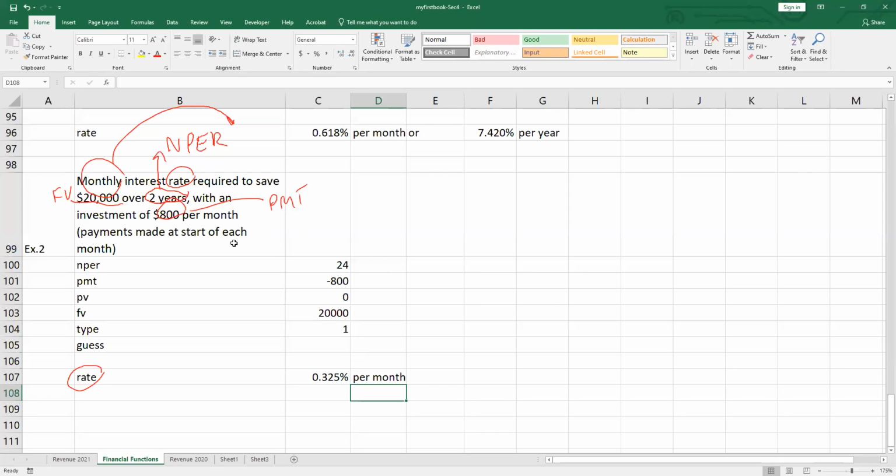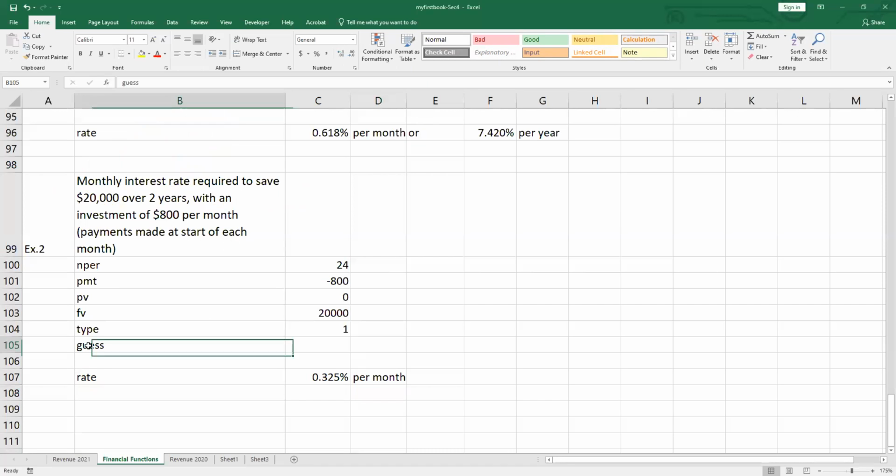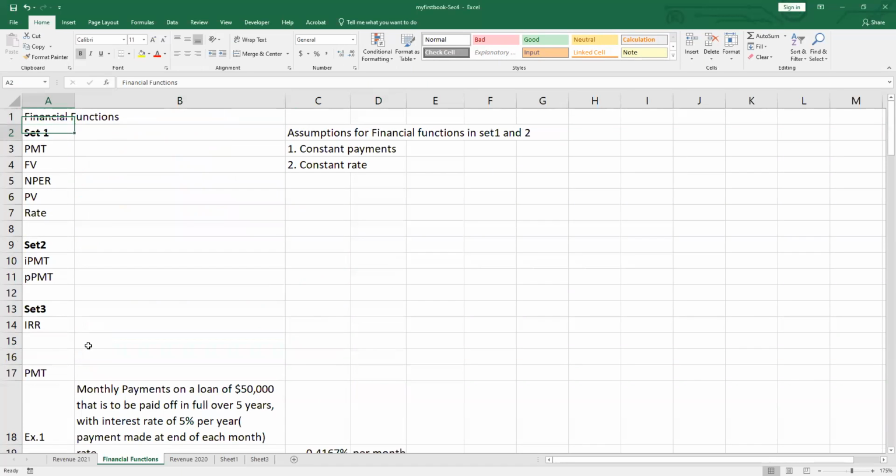So up to this point, do you have any questions? Anyone? Okay, if you don't have any questions, let's move on to the next set of functions that we have to learn. After we finish talking about the first set of functions, let me move up to my first part here.